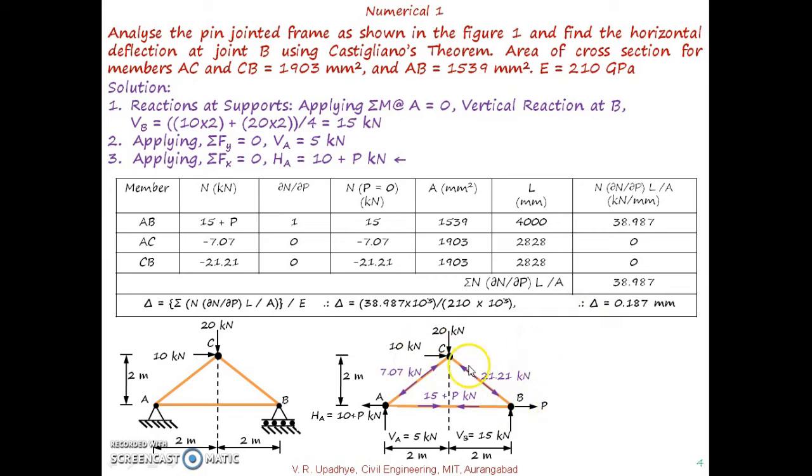The same numerical we have done earlier with the unit load method, and that calculation was the same. Delta is equal to 0.187 millimeter. So with this discussion, we will go further for one more numerical regarding this methodology, Castigliano's theorem.